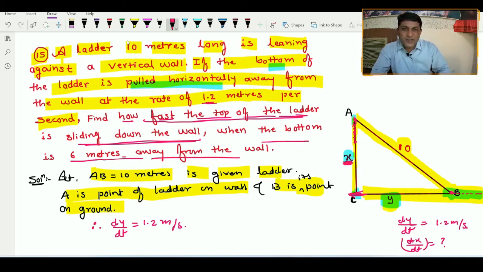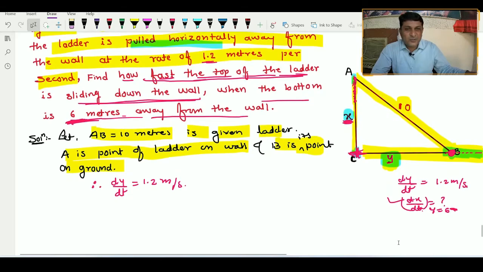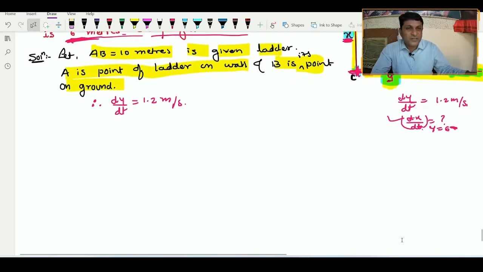And when the bottom is 6 meter away from the wall. So this bottom, its distance from the wall, we have denoted by y. So we have to find out dx by dt when y is equal to how much, 6 meter. This is what we have to find out. So this is our required value which we have to find out. So let us try to solve this example using all these given conditions.